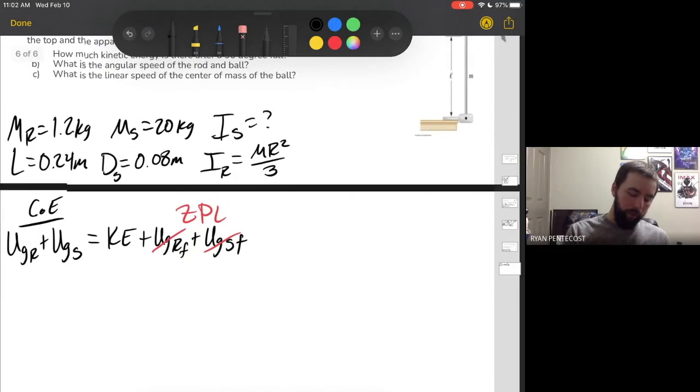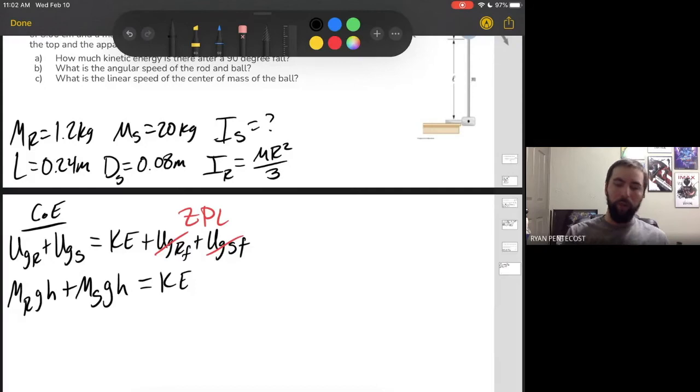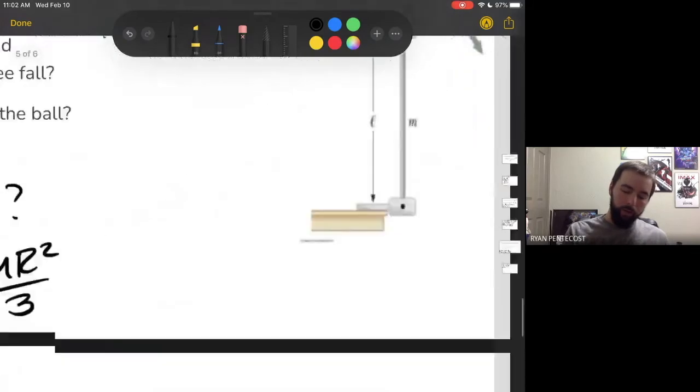Now, if you have MRGH plus MSGH, those heights are going to be different. So we have to look at what kind of height change we are having here. And remember, that's at the center of mass.